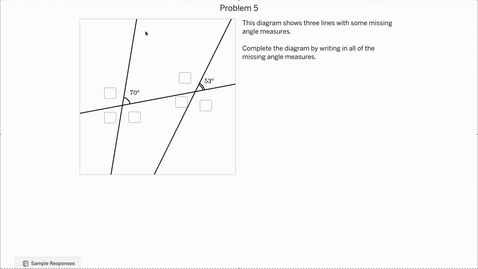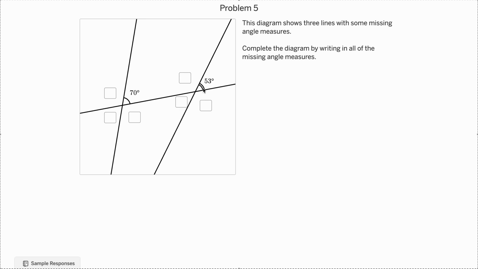Problem number 5. I think you needed help with this one. This one's pretty easy. This diagram shows 3 lines with some missing angle measures. Complete this diagram by writing in all of the angle measurements. This one has a vertical angle. Vertical angles are the angles that are right across from it, and they are always the same. This one also has a vertical angle, always the same.